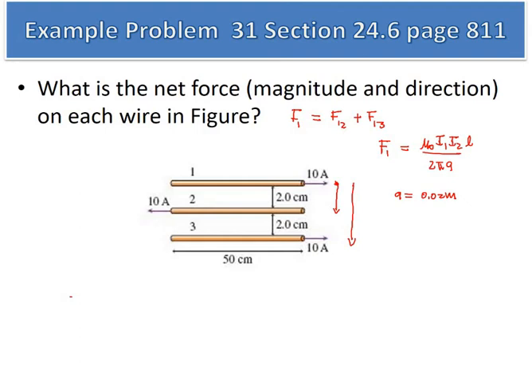I1, let's call this one I1 due to the first cable, is 10 amperes. I2 is also 10 amperes. And L, the length, well, let's assume that it is 1 meter. Oh, 50 centimeters, there it is, I forgot about that. It's 0.5 meter. Here's the length.